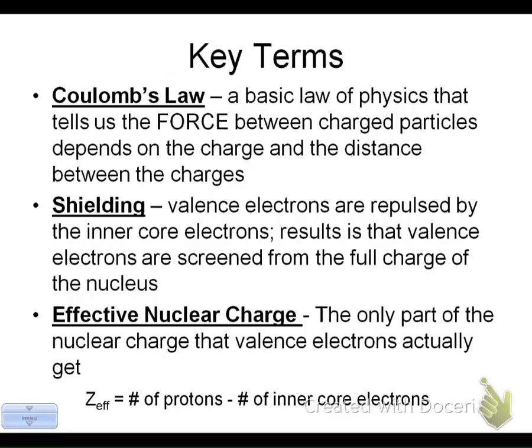There's a real short equation to calculate the effective nuclear charge. You can see it at the bottom of the screen. It's the number of protons minus the number of inner core electrons. I'll go ahead and spoil the surprise for you. The effective nuclear charge ends up being the same as the column number for the main group elements.